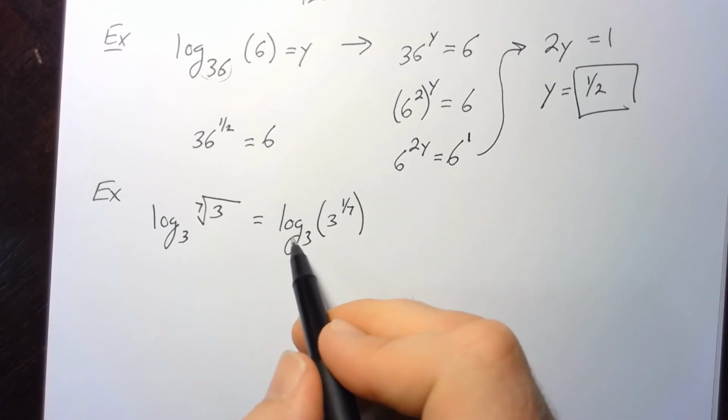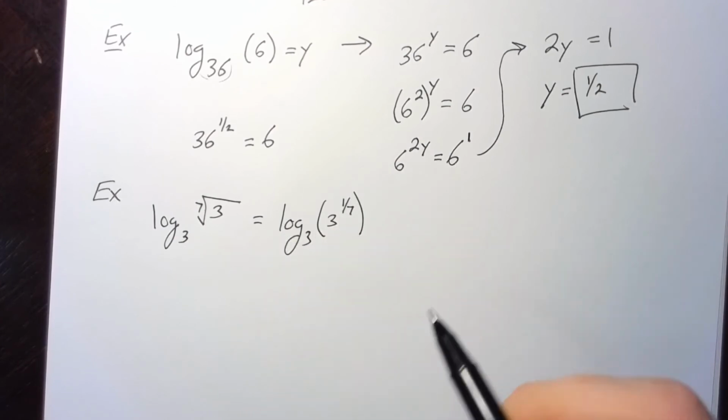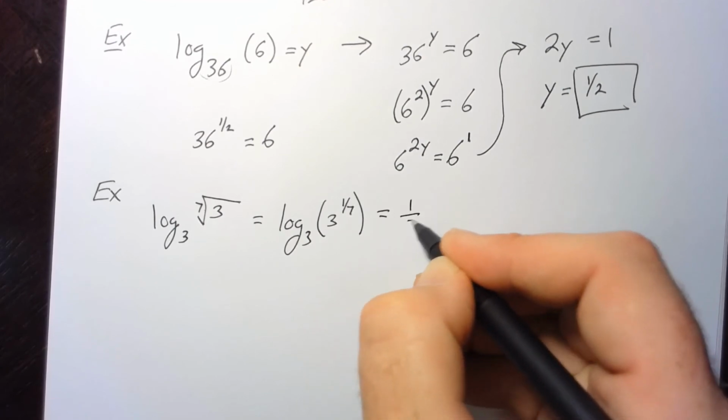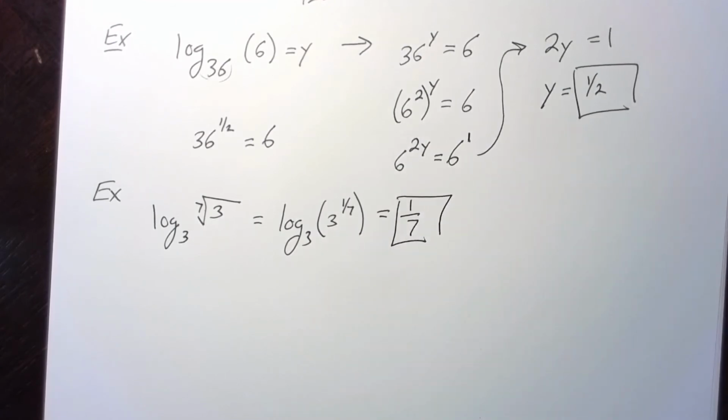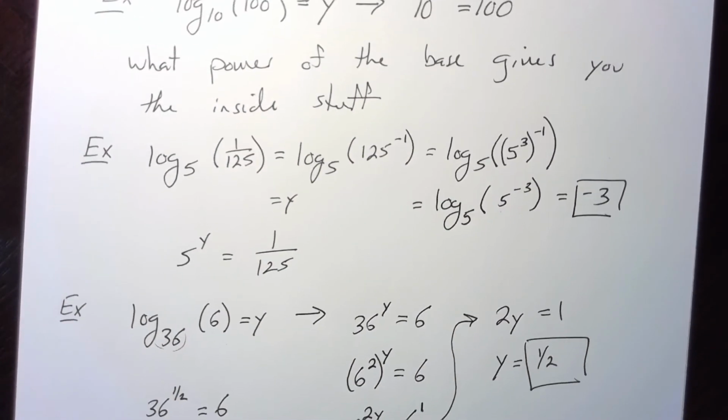And so the question again remains, what power of 3 gives me 3 to the power of 1/7? Therefore, it's just 1/7. And that's how you're going to evaluate, again, these basic logarithmic expressions, such that you have to ask that question. What power of the base gives you the inside stuff?